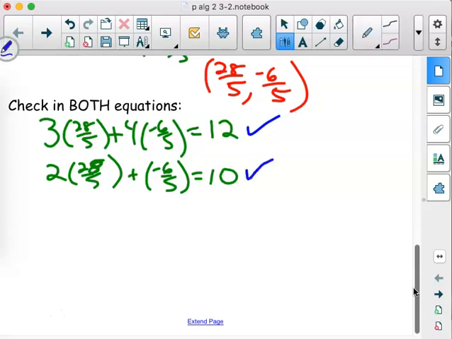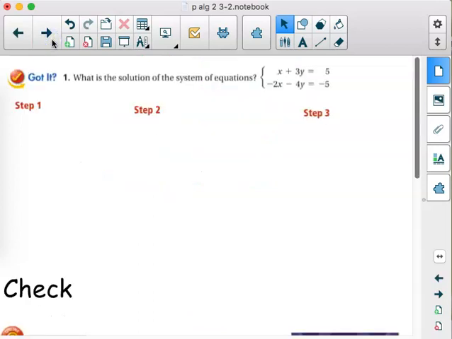Now here's what's important. Has to work in both. Working in just one is not enough. Has to work in both. If it doesn't, we messed up. We'll have to go back and figure out where we messed up. But we definitely would want to check those, and that's because there's so many steps. We might have messed up somewhere. Got to be careful.